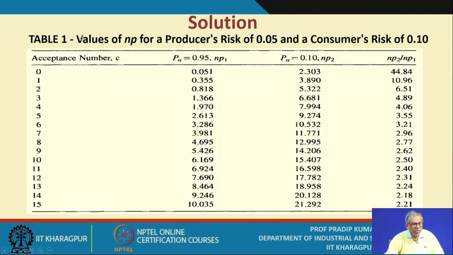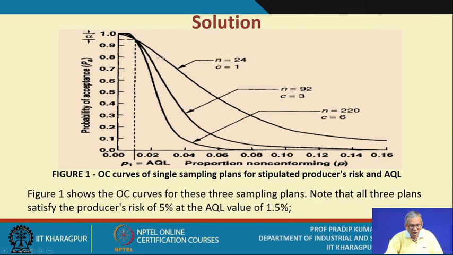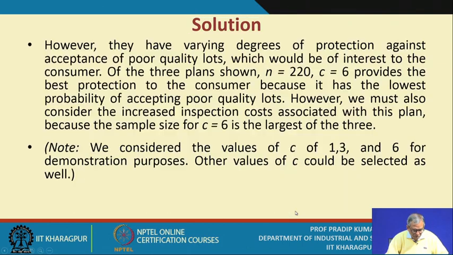Is it okay? So these are the possible values. When Pa is 0.95, you have the corresponding np1 values; when Pa is 0.10, np2, which is related to the consumer risk, and np2 by np1, these possible values you compute. Is it okay? And then the OC curves for a single sampling plan with stipulated producer's risk and AQL. So this is one example we have provided. This figure shows the OC curves for the 3 sampling plans. Note that all 3 plans satisfy the producer's risk of 5% at the AQL value of 1.5%. Is it okay? So you just follow these examples.